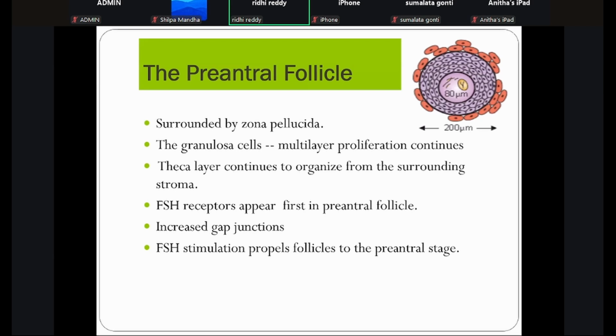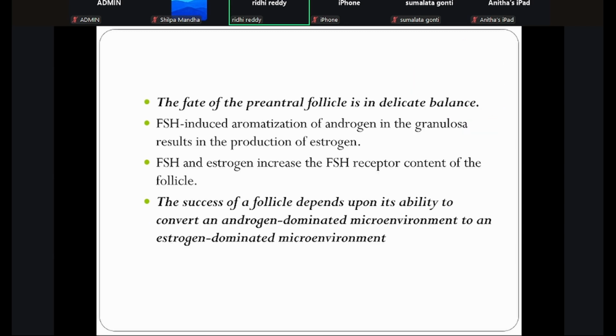Then the preantral follicle. This preantral follicle is surrounded by zona pellucida. Again, there will be multi-layer proliferation of the granulosa cells. This preantral follicle is around 2 to 5 mm. Here the FSH receptors start appearing, so from this preantral follicle the FSH dependent phase starts. There will be increased gap junctions. FSH stimulation propels follicles to the preantral stage.